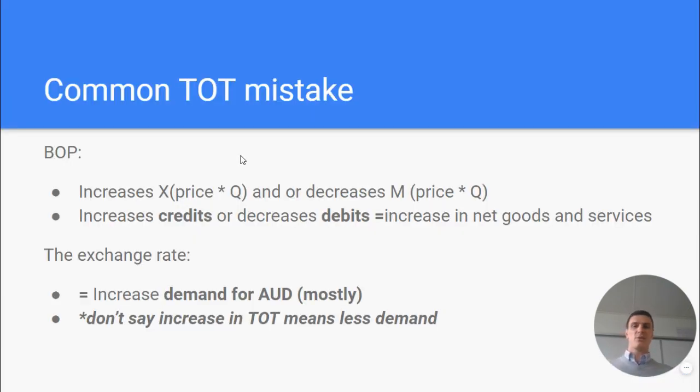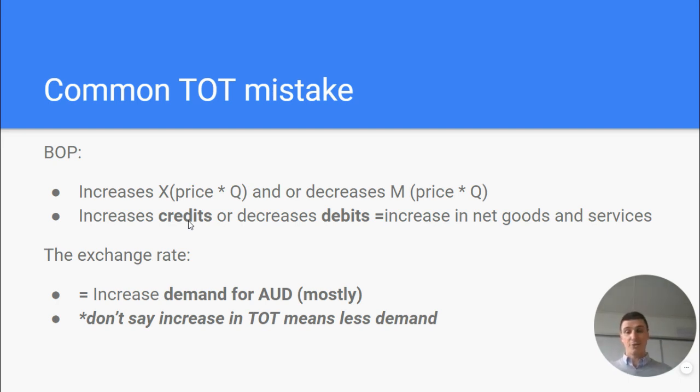Another common mistake with the terms of trade is the balance of payments. Again, we forget that the price has already been received. So how does an improvement in the terms of trade impact the balance of payments? Remember that X, or the credits, is basically a function of prices times quantity. If we assume the quantity stays the same and the price goes up, then we increase the credits on net goods and net services.